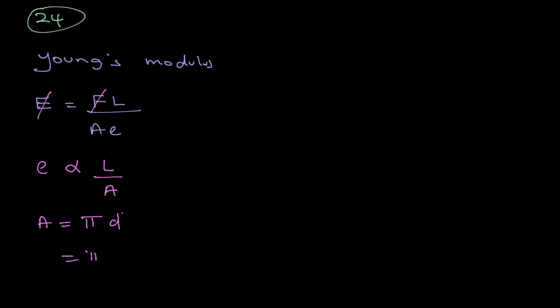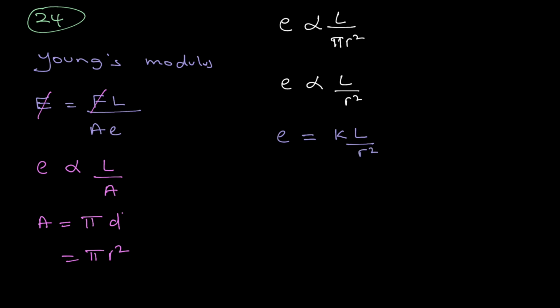Or we might say pi R squared. So if I replace that, we get E is proportional to L over pi R squared. But pi can be ignored because it's a constant. So you get E is proportional to L over R squared. So let's write this properly. We can say E equals K L over R squared, where E R squared over L equals K. So in this case, I can say E1 R1 squared over L1 equals E2 R2 squared over L2.